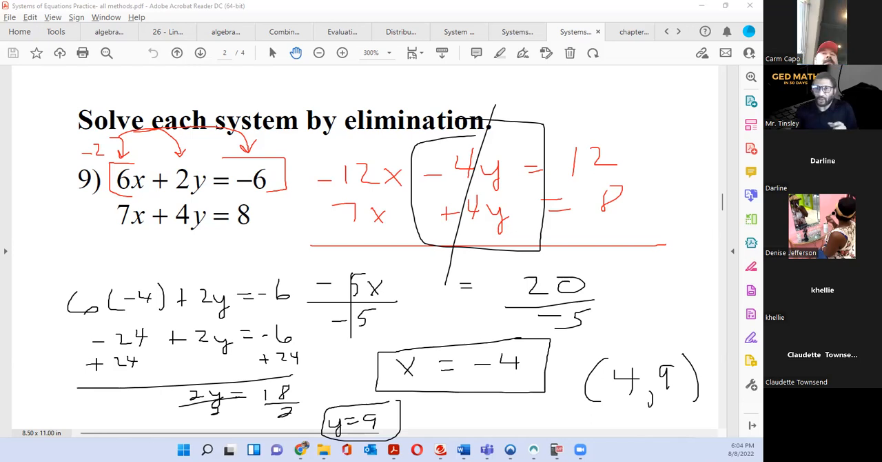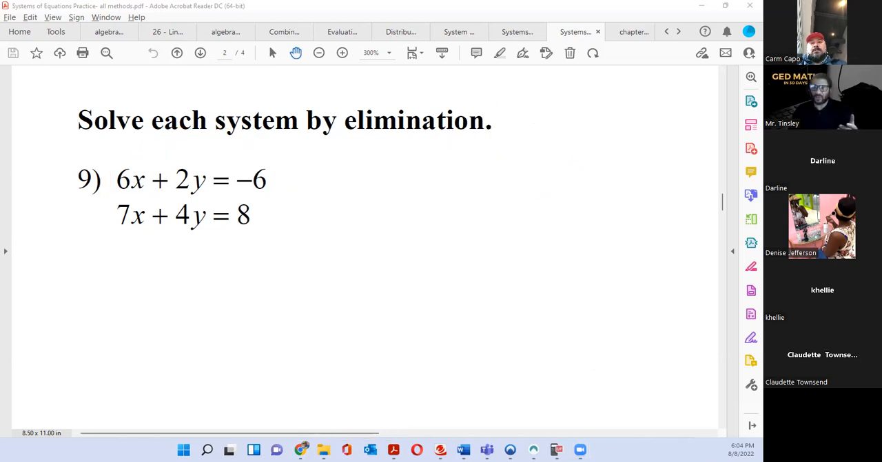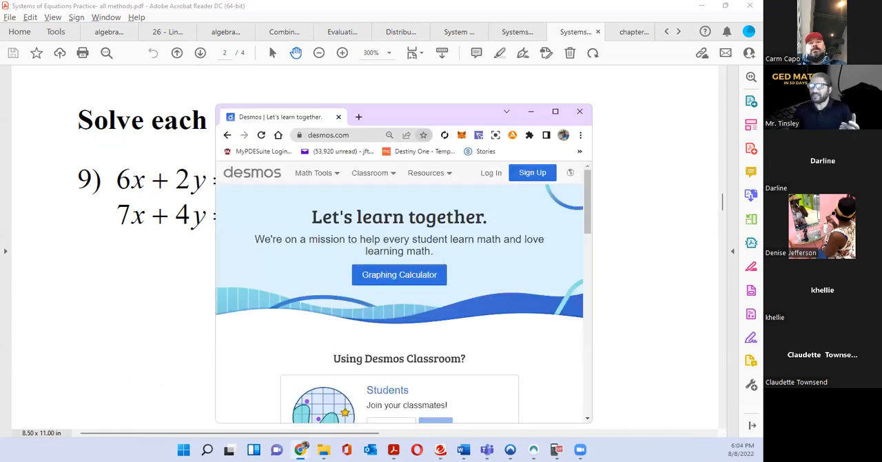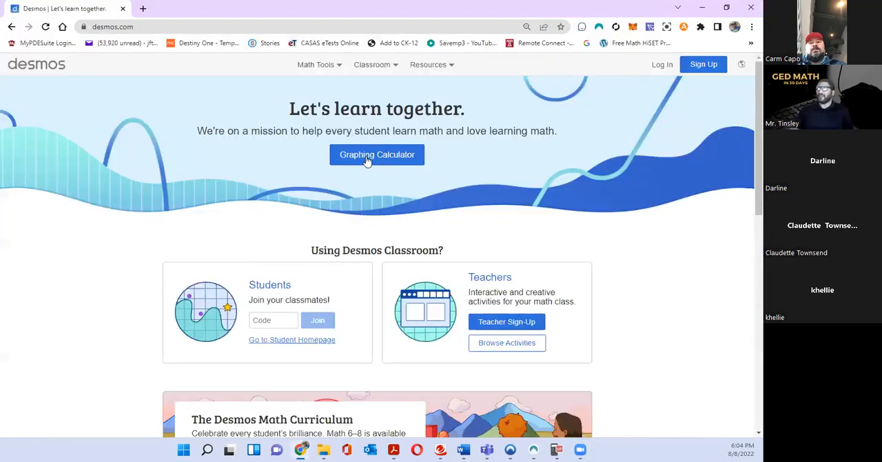Now, I also got another question. Mr. Tinsley, I saw the question where they had the equations graphed. Well, then it's very simple. Let me show you. Let me open up a graphing website. It's called Desmos. One of the ways you can use Desmos is for linear equations. So you can use it to type these things in. It's a scientific calculator also, but I use it mostly for graphing.